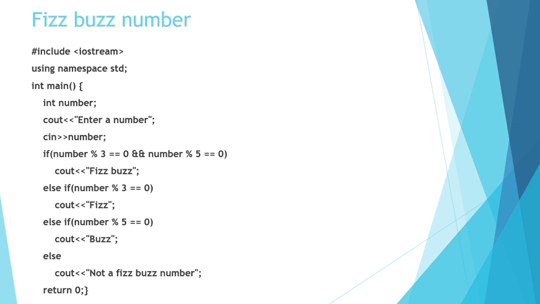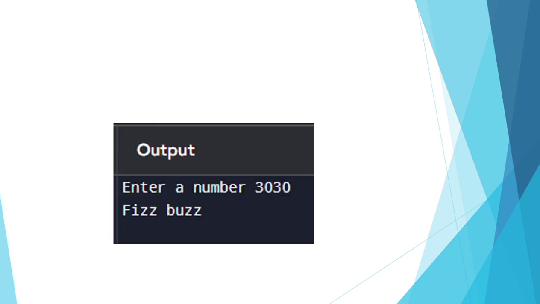It then evaluates the number using a series of if-else conditions. If the number is divisible by both 3 and 5, number % 3 equals 0 and number % 5 equals 0, it prints fizzbuzz. If the number is only divisible by 3, it prints fizz, and if it is only divisible by 5, it prints buzz. If the number is not divisible by either 3 or 5, the else block executes, printing not a fizzbuzz number. This program effectively categorizes numbers based on their divisibility, making it a useful exercise for understanding modulus operations and conditional statements in C++. After successful execution, output will be like this.